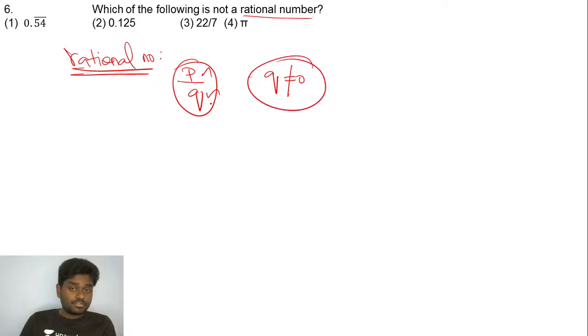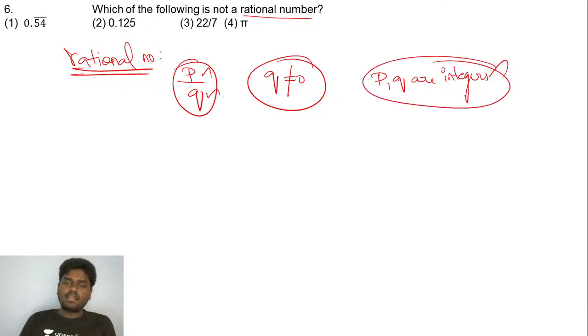So if q is equal to 0, this will become what? Infinity, right? So if that is the case, any number which can be expressed as p by q, where p and q are integers such that q is not equal to 0, is actually called a rational number.